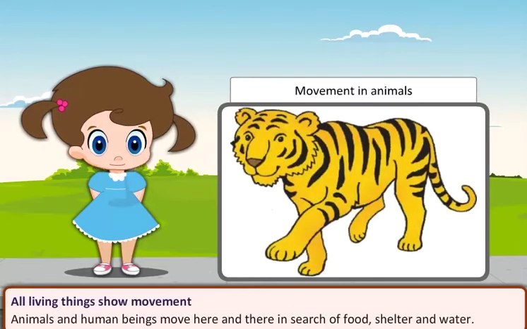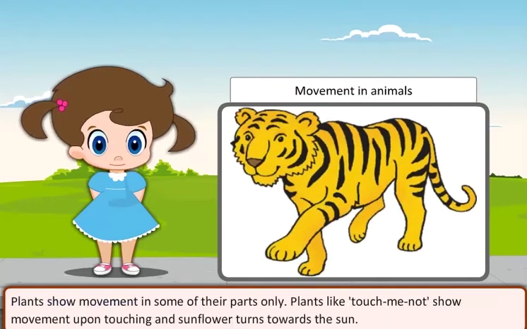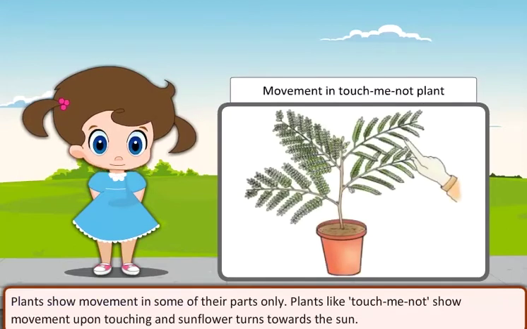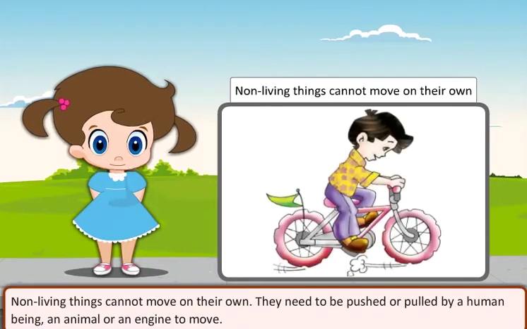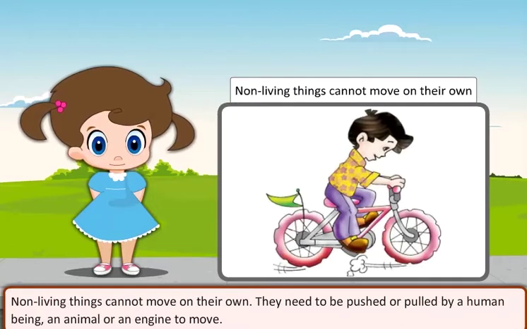All living things show movement. Animals and human beings move here and there in search of food, shelter, and water. Plants show movement in some of their parts only. Plants like touch me not show movement upon touching, and sunflower turns towards the sun. Non-living things cannot move on their own. They need to be pushed or pulled by a human being, an animal, or an engine to move.